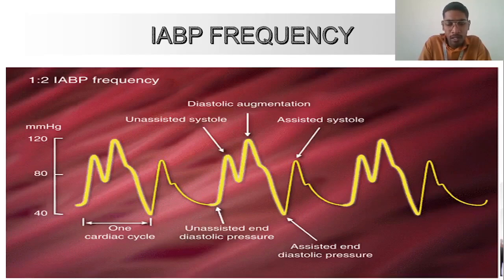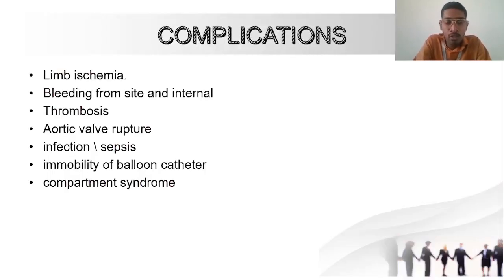So for that, I'll explain this basic concept, and also the complications. First is limb ischemia. We know limb ischemia: where the ischemia occurs in the limb, that's called limb ischemia. And also bleeding from the insertion sites. If used in aortic regurgitation or similar devices, the bleeding may occur continuously, and also a blood clot, that is thrombosis, may occur, as well as the aortic valve may rupture.